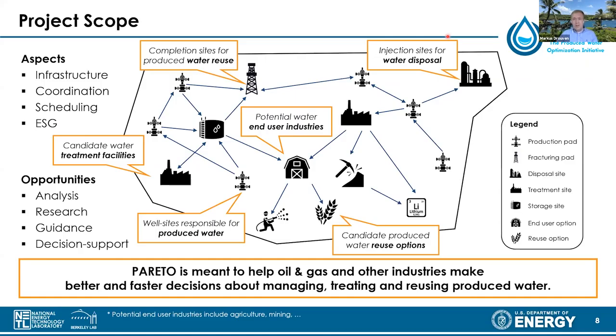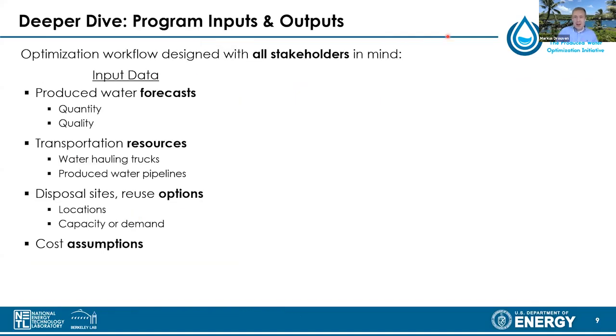So let me tell you a little bit more about the framework from an inputs and outputs perspective. So what do we feed into it, and what can we expect to get out of it? I'm not going to sugarcoat the fact that there's quite a bit of data that's going to go into this, right? Pareto needs to know how much water is coming to surface and where. Ideally, what quality water are we dealing with? We need to instruct the program and say what sort of transportation resources we have in place for moving water, which, by the way, is currently one of the most cost-intensive aspects of produced water management.